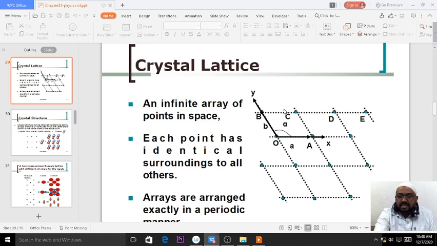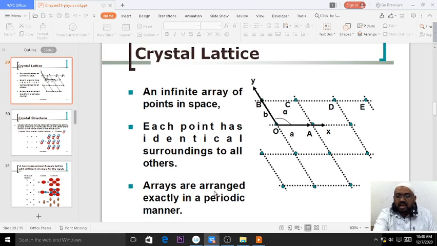Let us consider the point C. This point C is identical with the point B, identical to the point D, and identical to the point A, right? Like this, three-dimensionally, the property of the point C is exhibited by all the other points, or we can say the neighboring points. So each point has identical surroundings to all others.